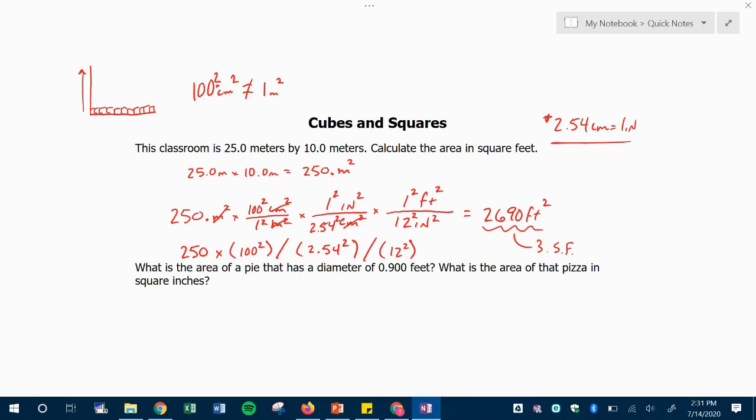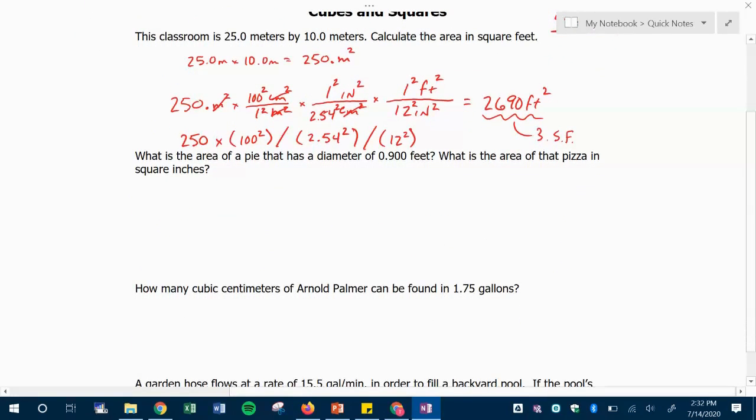Our next one is, what is the area of a pie that has a diameter of 0.9 feet? And what is the area of that pie in square inches? Well, our first step is to solve for our radius in order to use our area equation. So it should be 0.9 feet divided by 2, which gives us 0.450 feet. Remember, this represents our radius.